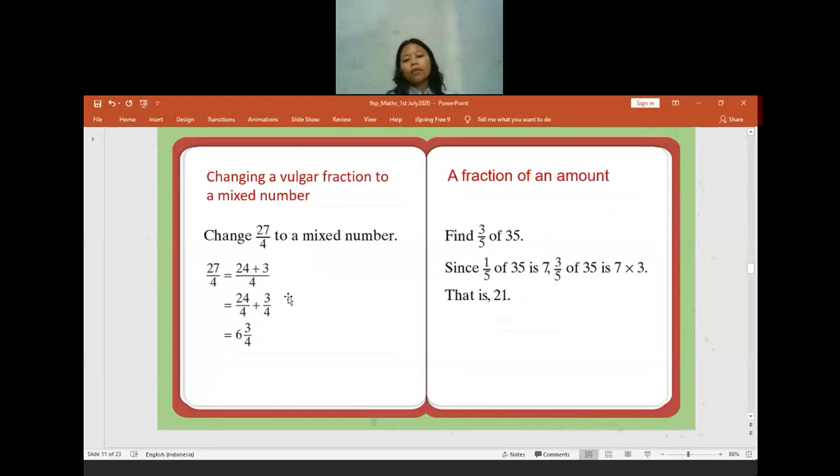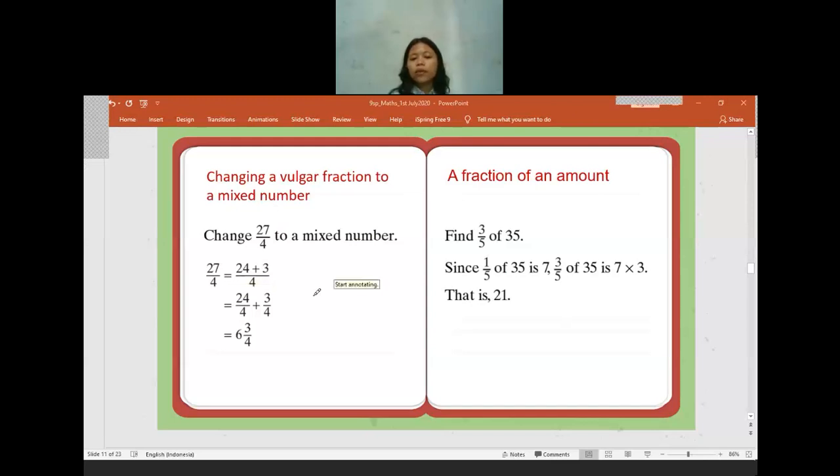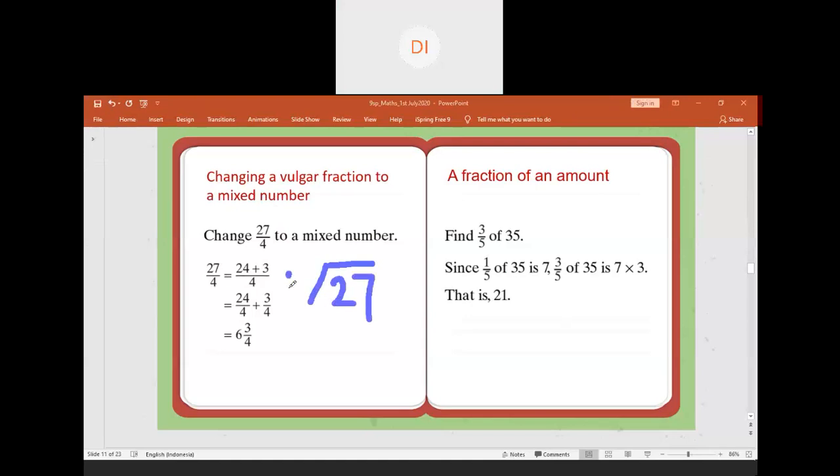Now I have the improper fraction and I want to change it into a mixed number. How to change it? Maybe if you still remember about division, you can try 27 divided by 4. 27 divided by 4, and then what is the result? It will be 6, yeah. 6 remainder.